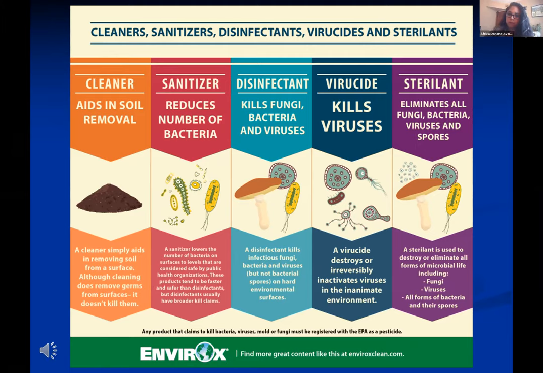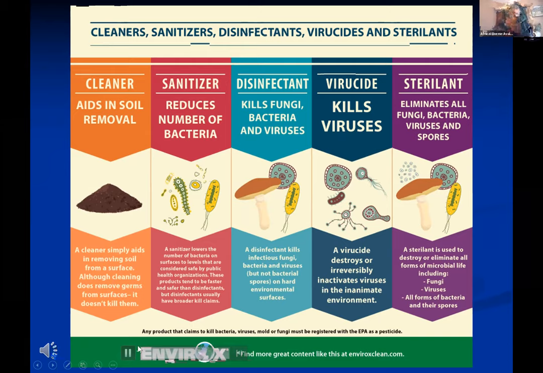Do you recall the previous slides when I mentioned that any product that claims to kill any type of pest or fungi, bacteria, virus, is considered a pesticide? Therefore, it has to be registered through the Environmental Protection Agency. Disinfectants and sanitizers, as well as insecticides, herbicides, swimming pool treatments, and even leaf defoliants are managed by EPA.